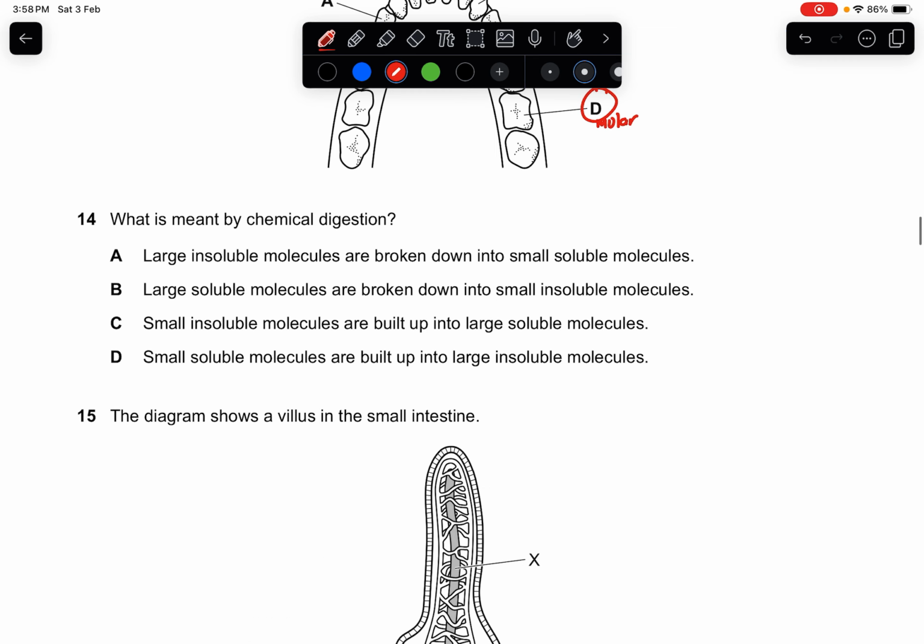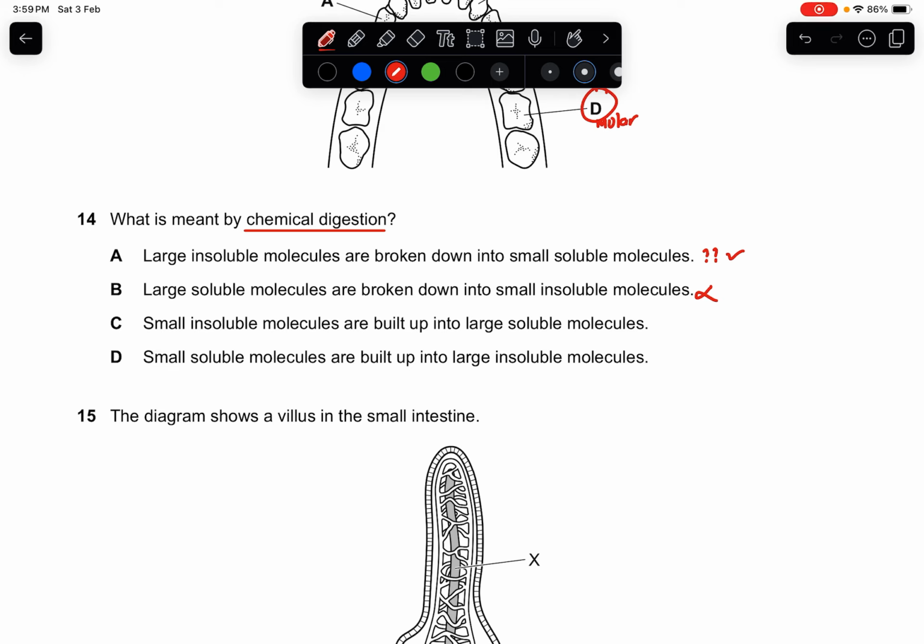Question 14. What is meant by chemical digestion? Okay, let's have a read of all of the answers. Large insoluble molecules are broken down into small soluble molecules. Okay, sounds right. Maybe. Large soluble molecules are broken down into small insoluble molecules. This doesn't make sense at all. When you break down from a larger molecule to a smaller molecule, it must be able to dissolve in water or anything in the bloodstream.